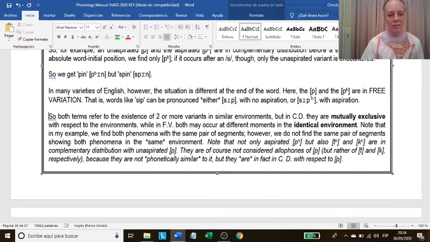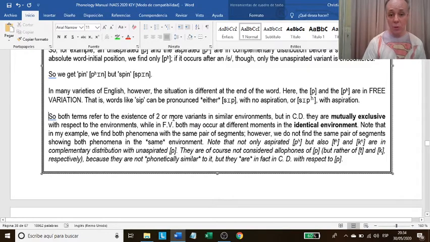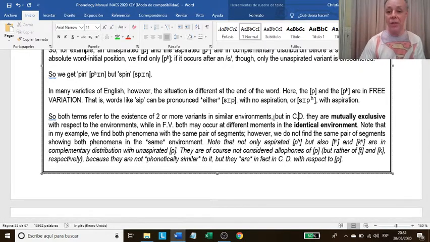Voila. Okay, so both terms refer to the existence of two or more variants in similar environments. They are just variants, and variants never change meaning. But in complementary distribution, they are mutually exclusive with respect to the environments, while in free variation, both may occur at different moments in the identical environment. What is an example of free variation? For example, unreleased P occurs always at the end of the word. But the regular P can also occur at the end of the word. They are optional. They are in free variation.